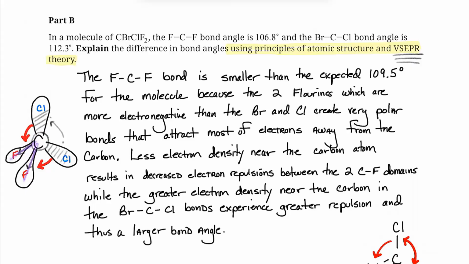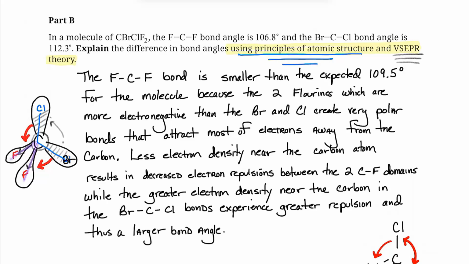And we know that the Br to Cl bond, okay, I guess I have two Cl's here, so I should have one of these be Br. I can fix that. If you're screaming at me, wait, where did that Cl come from? So this Br that I just added, the Cl to Br bond angle here is 112.3, which is bigger than 109.5. So what gives here? Explain the difference in bond angles using principles of atomic structure and VSEPR theory.